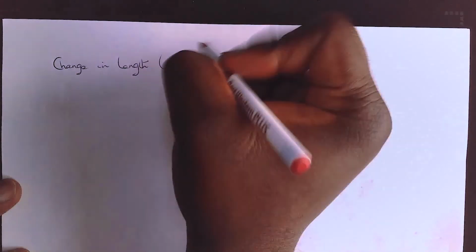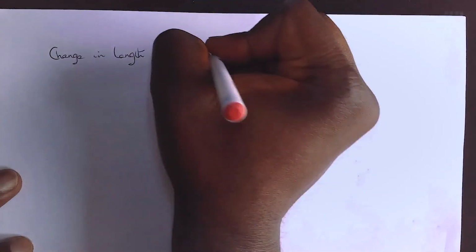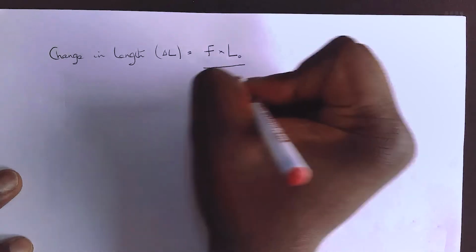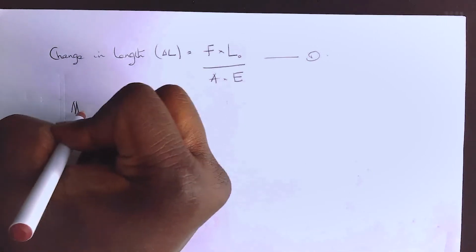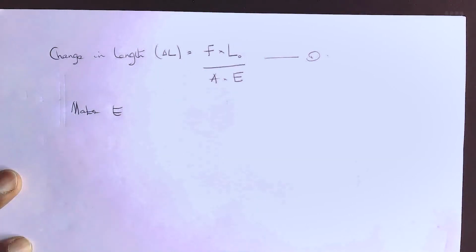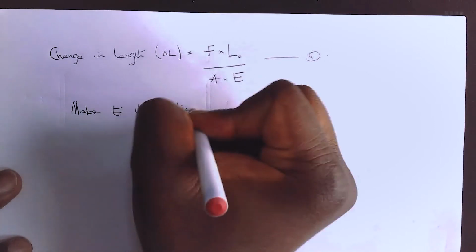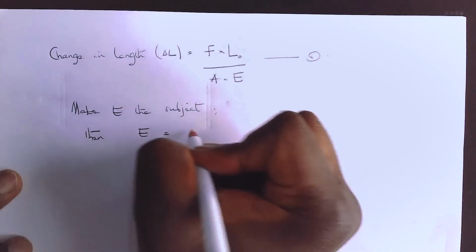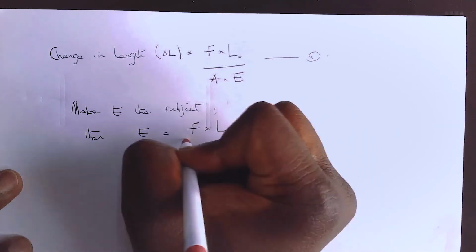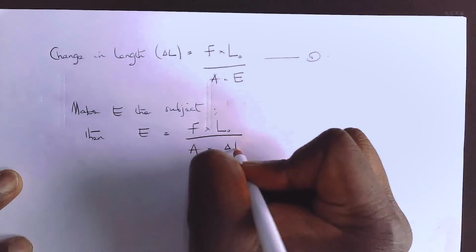Let's use the deflection formula. So change in length, delta L, is equal to the deforming force times the original length, all divided by the cross-sectional area times E. So if we transpose this equation and make E, which is the Young's modulus, the subject, then E will be equal to F times L naught over A times delta L.